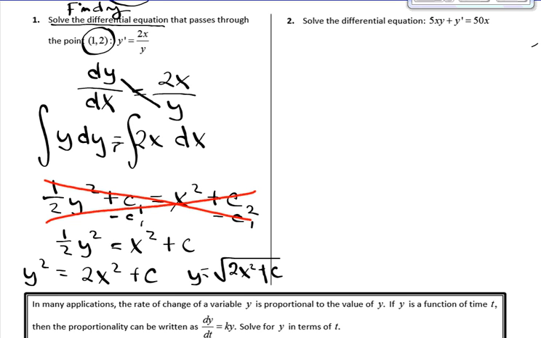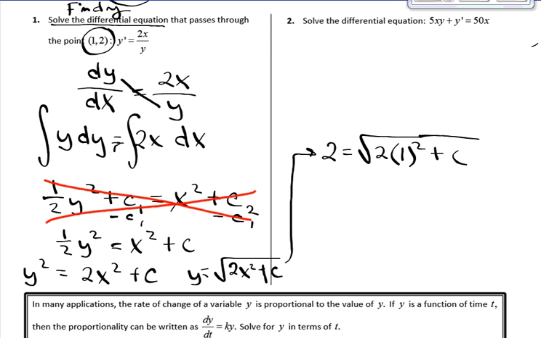So we haven't completely solved. We've solved, but without going through the point 1, 2. So now what we're going to have to do, and I'm going to bleed into this other side here, is plug in 2 for y and 1 for x, so that we can solve for that c value. And actually, you can do that at any point. You could have done it here.